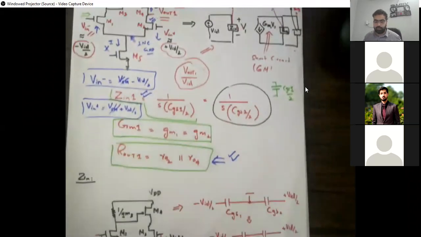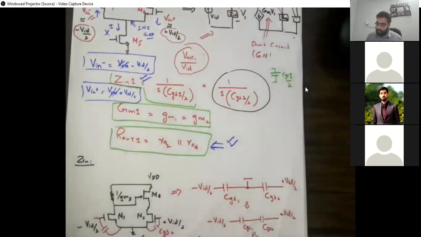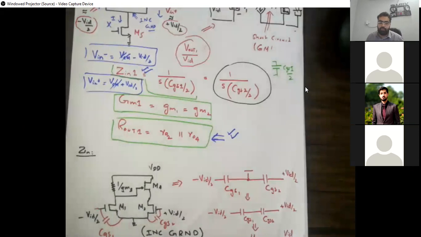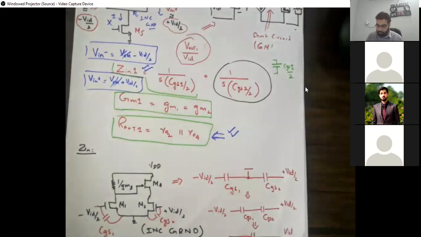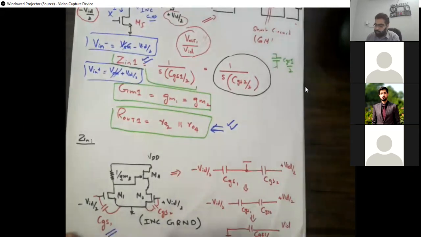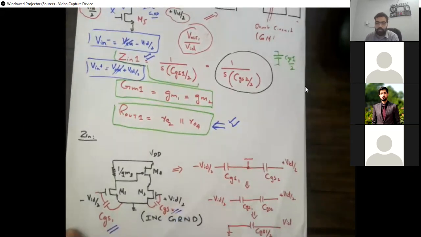So let's come back here. हम लोग इसकी बात करें तो we were basically finding input impedance. So input impedance is going to be this one, CGS1 and CGS2. So ये हमारे पास input impedance configuration थी.